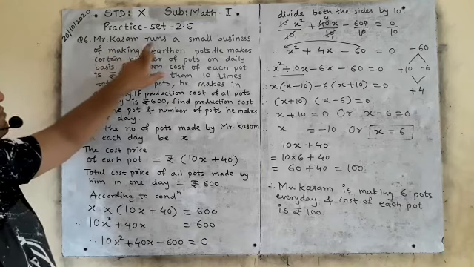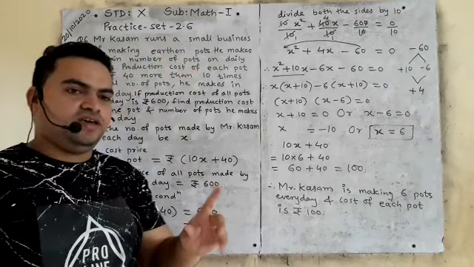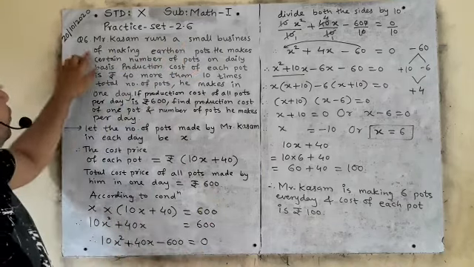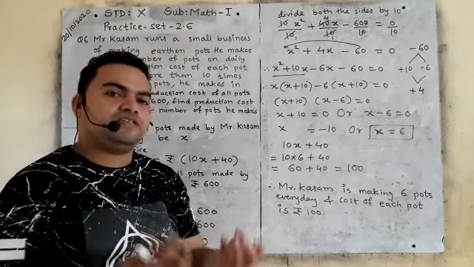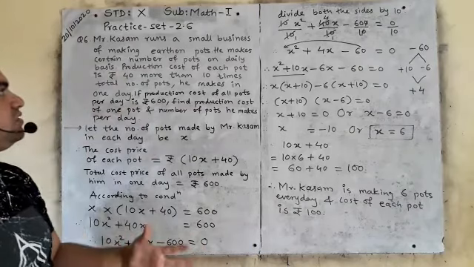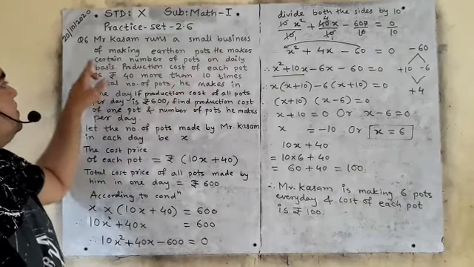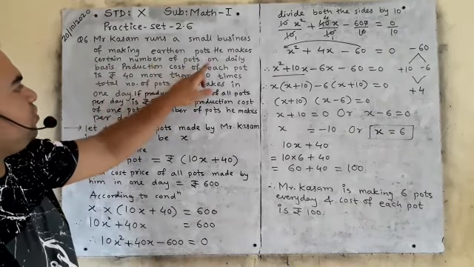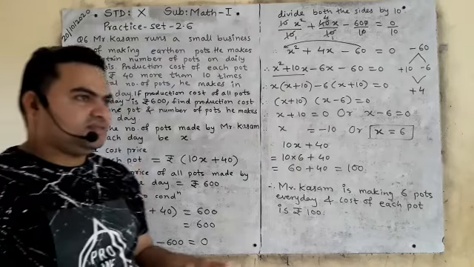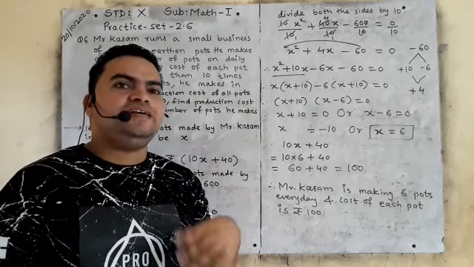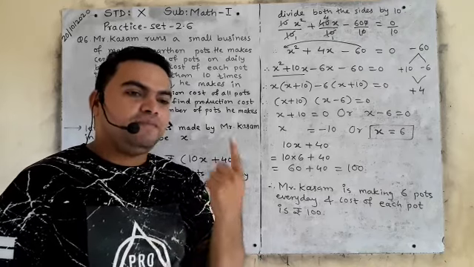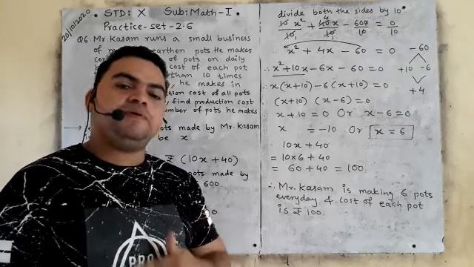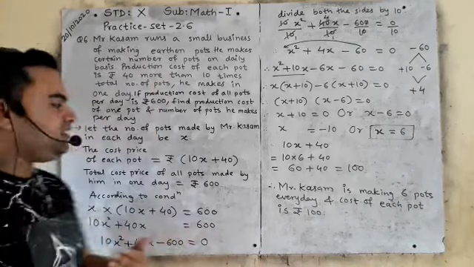Mr. Kasam runs a small business. Okay, Mr. Kasam का एक business है of making earthen pots, मिट्टी के बर्तन बनाने pots. Okay, he makes a certain number of pots on daily basis. It means we don't know how many pots he makes per day. Daily basis means per day. So we will consider it.